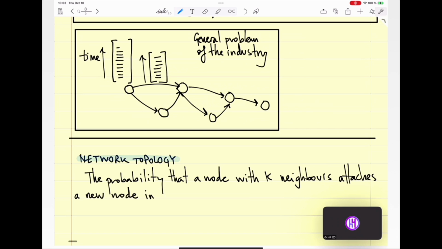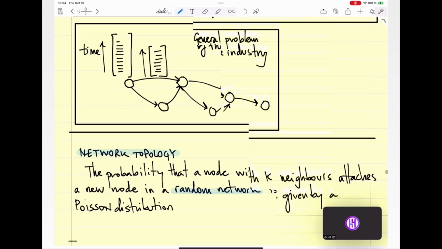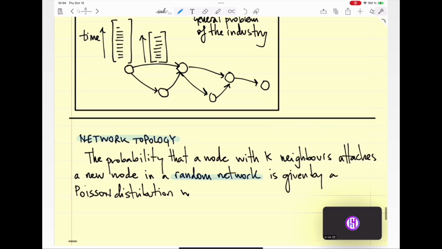in a random network is given by a Poisson distribution. Remember your statistics class, with parameter lambda, which is the rate. So the probability that the node with k degree, yeah, question? That the node with k degree attaches a new node. That's what p sub k means.